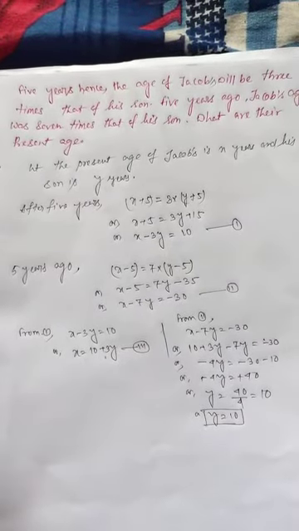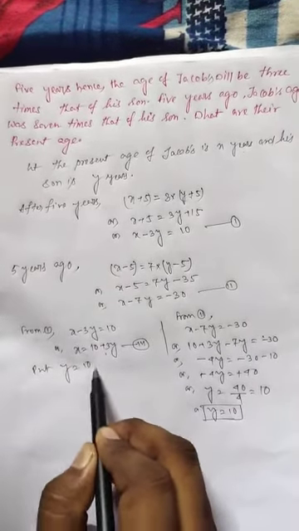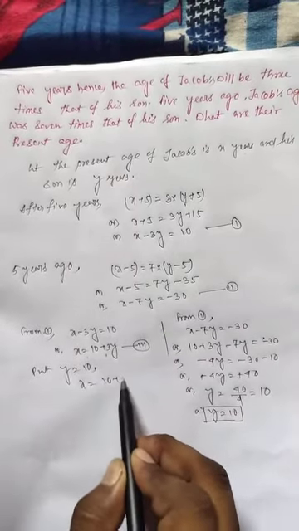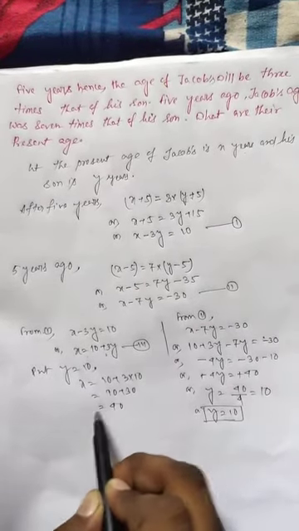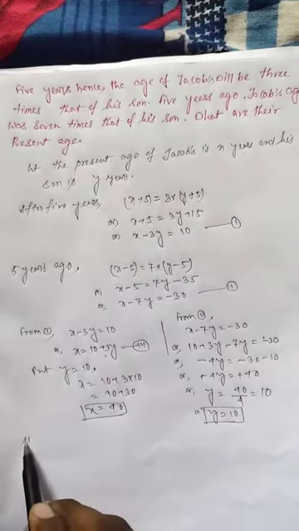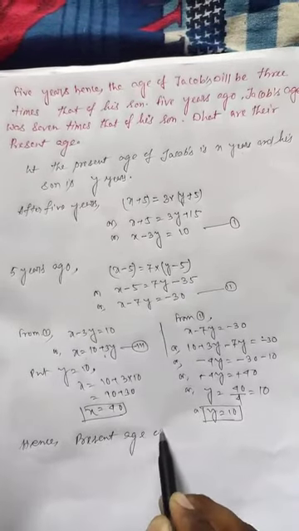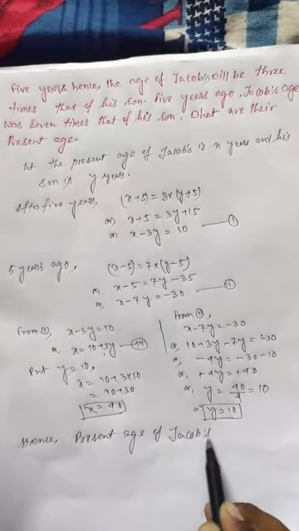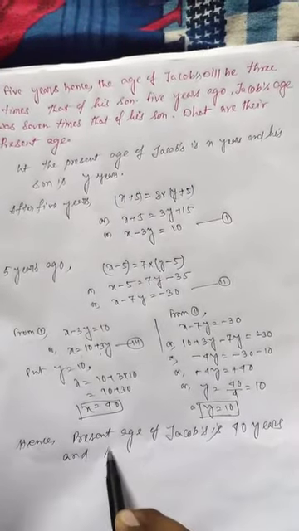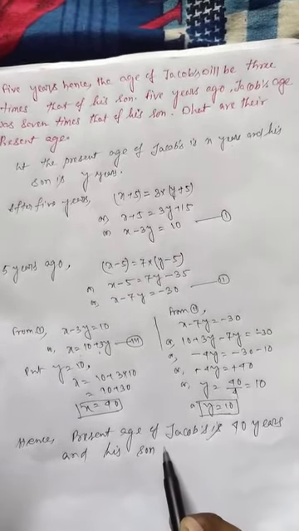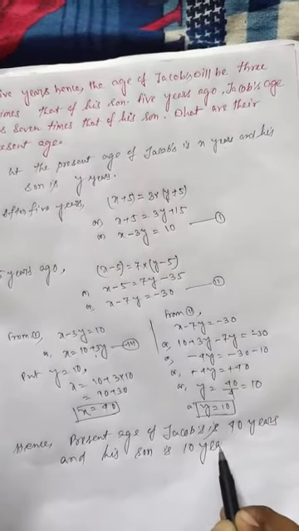So the age of his son, present age is 10 years, and now put y equal to 10 here. So x will be 10 plus 3 into 10, that equals 10 plus 30, that is equal to 40. So x equals 40. Hence present age of Jacob is 40 years and his son is 10 years. Understood?